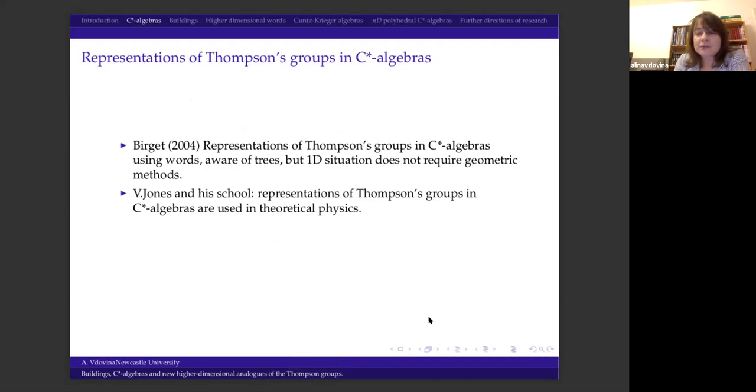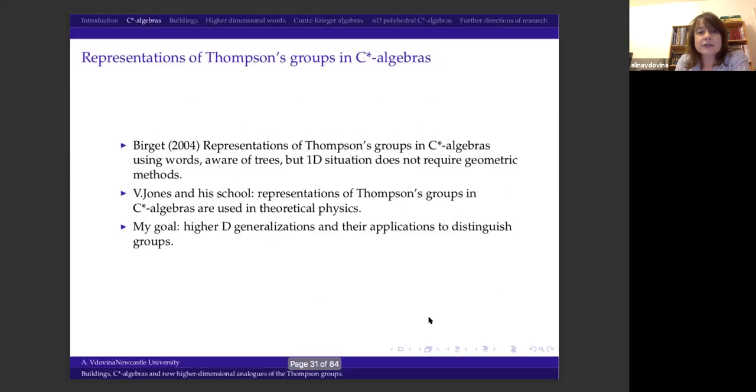Now we have defined sister algebras and the Thompson groups, so what is the relation? Apparently, representation of Thompson groups in sister algebras turns out to be quite an interesting subject. And again, in the same paper, Berger was constructing representations of Thompson groups in sister algebras using words. And Berger was aware of trees.